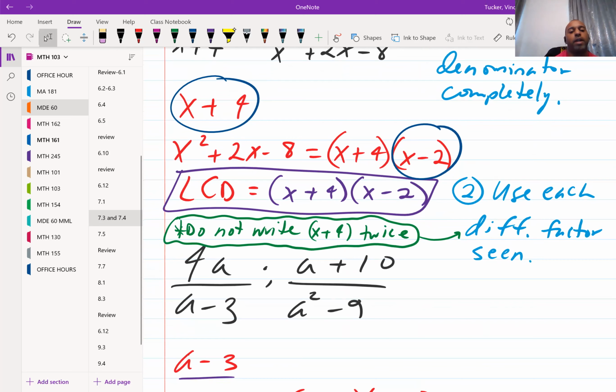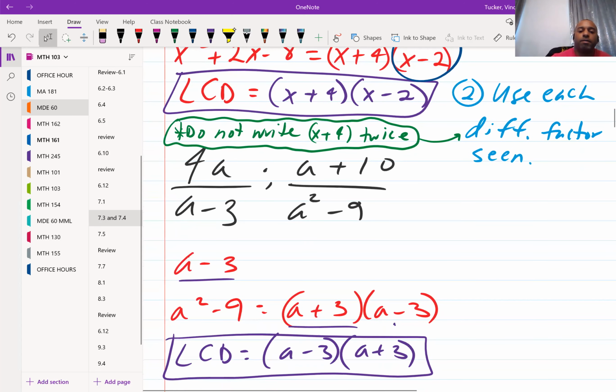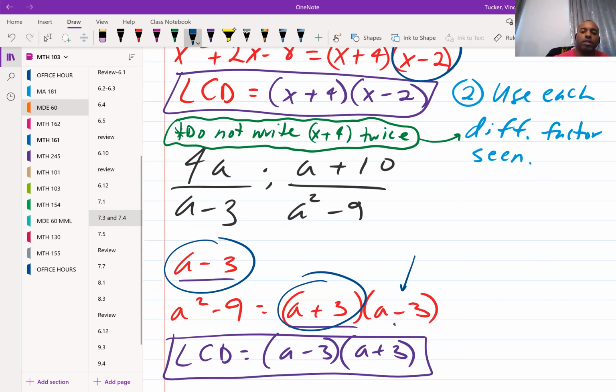Doing the same thing for this one, we have 4a over a minus 3, a plus 10 over a squared minus 9. Factor each denominator. So a minus 3 is nothing you could do with that. The a squared minus 9, excuse me, is a difference of squares. So that breaks down to a plus 3, a minus 3. And once again, use each different factor seen. So that's going to be a minus 3 and a plus 3. Once again, you do not use a minus 3 twice.